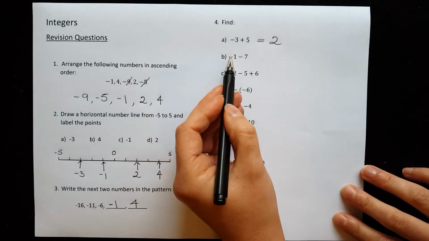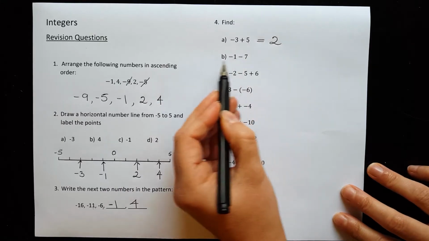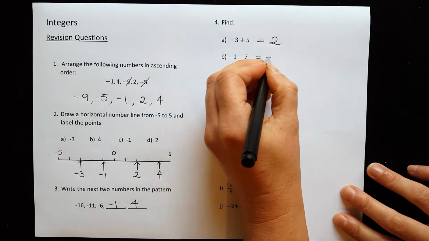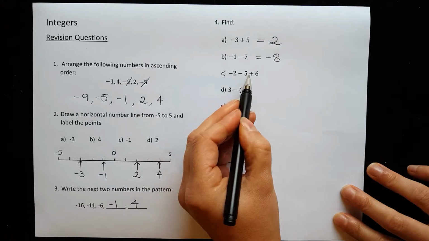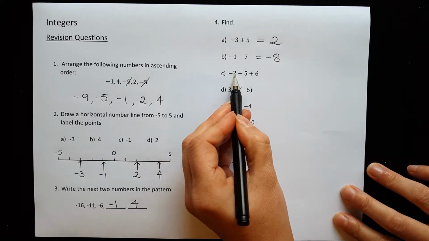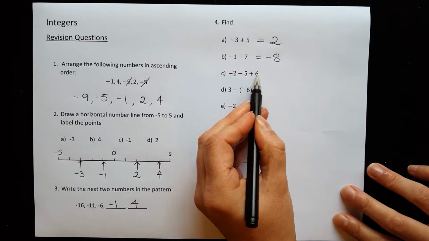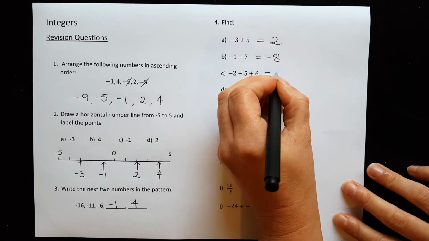And for B, we have -1 - 7. So that means we're starting at -1 and we want to go further down our number line 7 more jumps, which will take us to -8. C, we've got two operations here to do. We're starting at -2. We want to go down 5 more. That takes us to -7. But then we want to come up 6. So -7 coming up 6 will take us to -1.